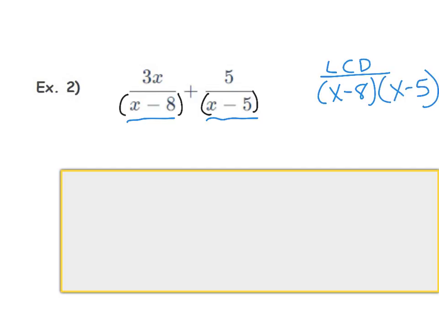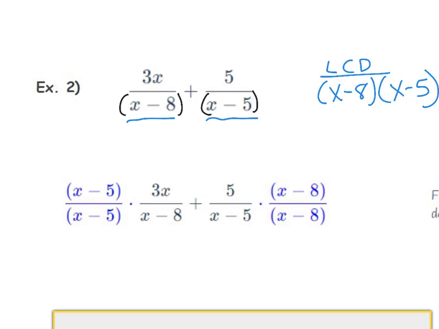And again, we're going to leave it in factored form. Do not multiply it out or it just makes more steps for you. So this is my least common denominator. And that's what our focus is today, is to simply find that least common denominator. But I want to show you how we're going to use that in the near future.